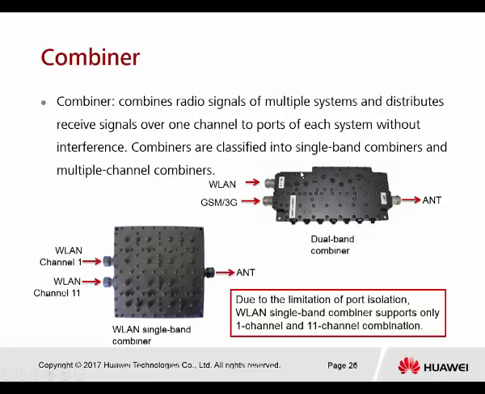Then the next one, the combiner. It combines the radio signals of multiple systems and distributes the received signal over one channel to the port of each system without interference. Combiners are classified into single band and multiple channel combiners. They allow us to combine two different wireless systems, like one for WLAN and the other used for GSM or 3G. You can combine these two together and output through one ANT. Two feeder lines in, and when they come out, it's only one feeder line.